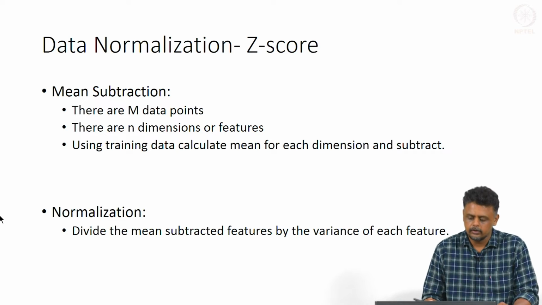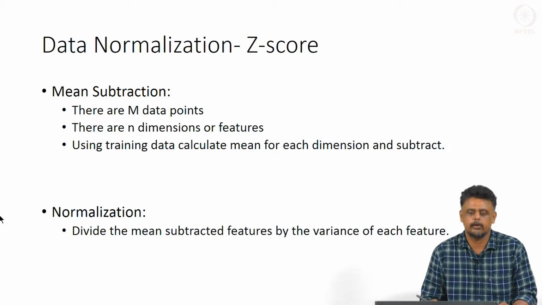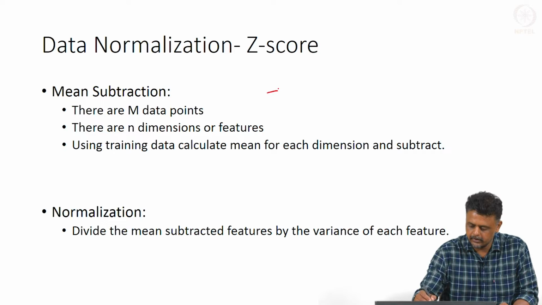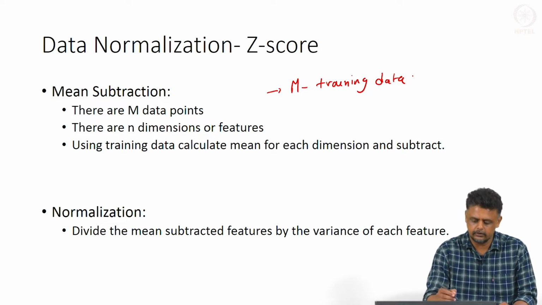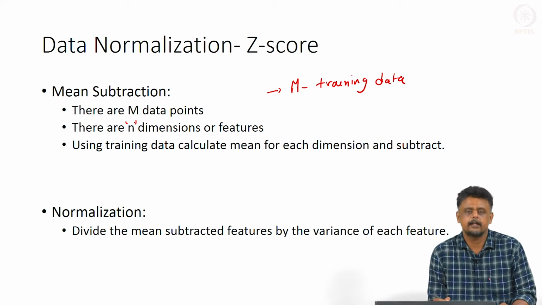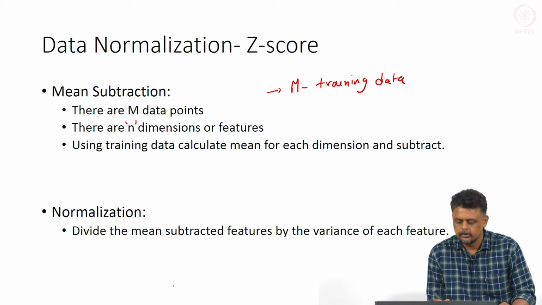I will just go through what is actually done and then we can see why we have to do it. Let us say we have m data points, which is m training data, and there are n dimensions, which are n features. Incidentally, these techniques are also known as feature scaling techniques. What we typically do is make them all 0 mean.